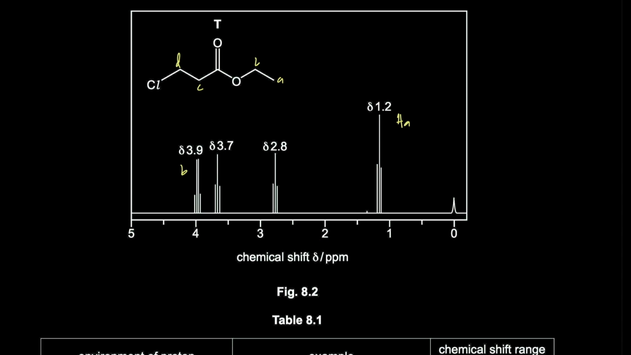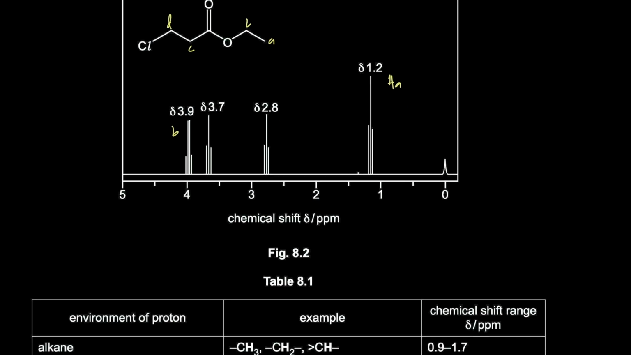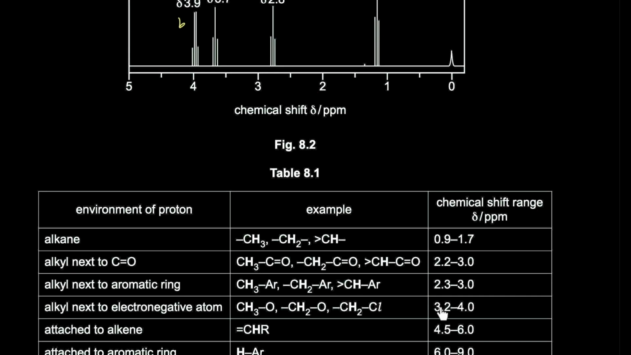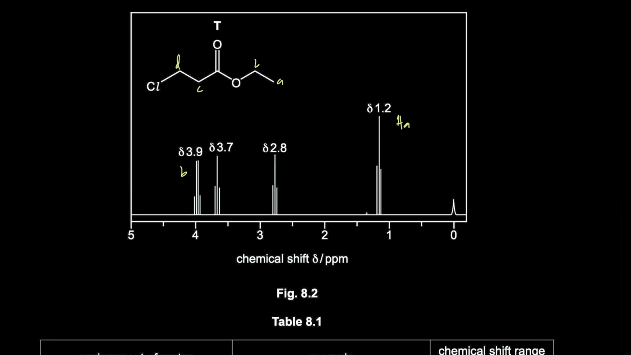Why? Because again, the neighboring carbon has 3 protons, so the splitting pattern is 3 plus 1, which is 4. And this carbon is bonded to an oxygen, so we can confirm that the shift will be in the range 3.2 to 4 parts per million, and that is consistent with what we said here.